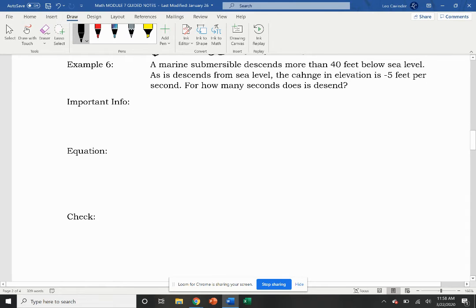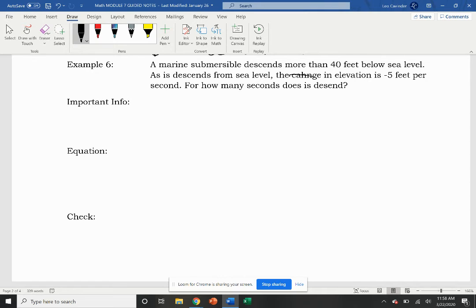Let's look at our last example, which is involving a real-world problem. Let me look at my notes here just so I know what I'm doing. Okay, example 6. A marine submersible. I don't know, I'm going to say a submarine. A submarine descends more than 40 feet below sea level. As it descends from sea level, the change in elevation is negative 5 feet per second. For how many seconds does it descend?